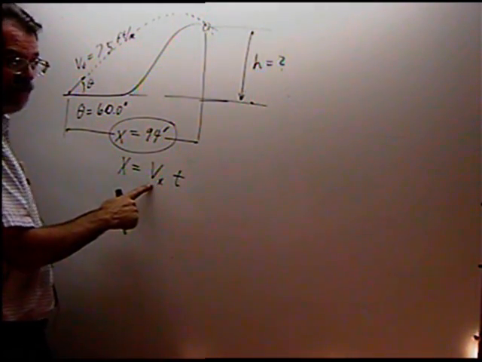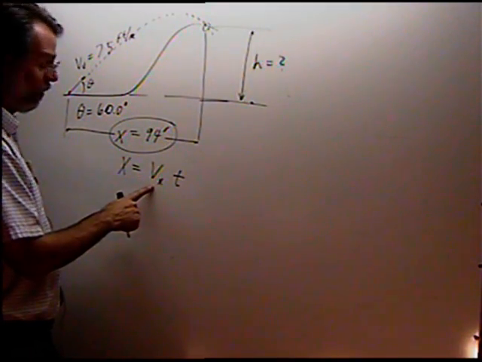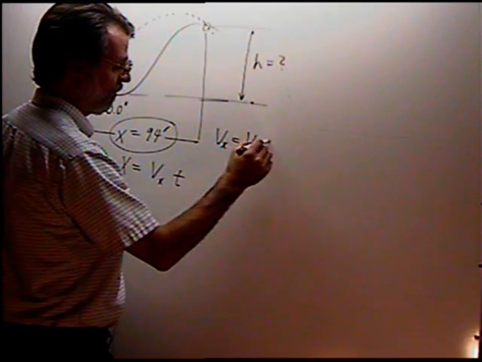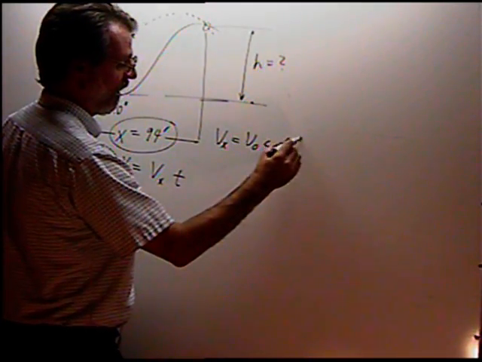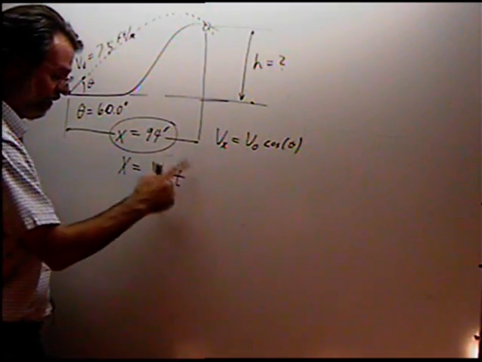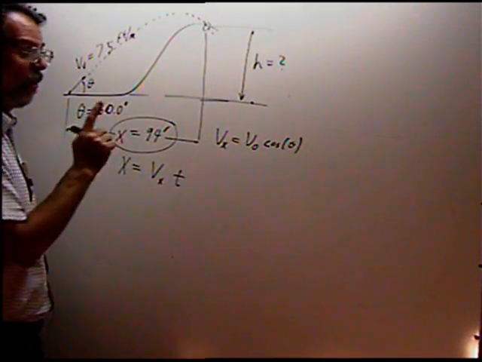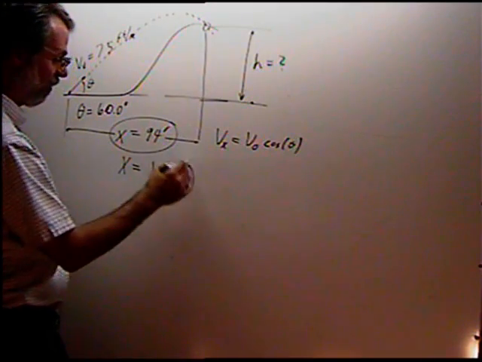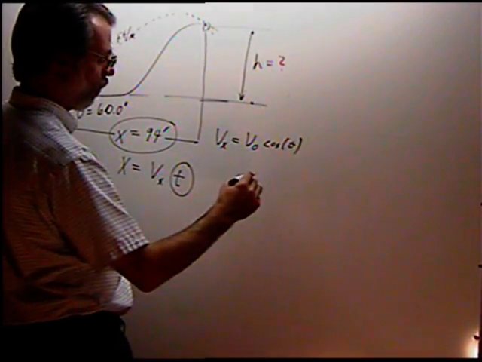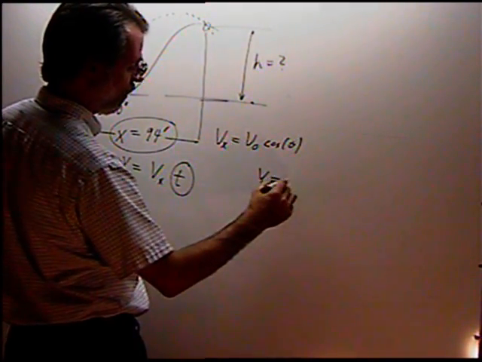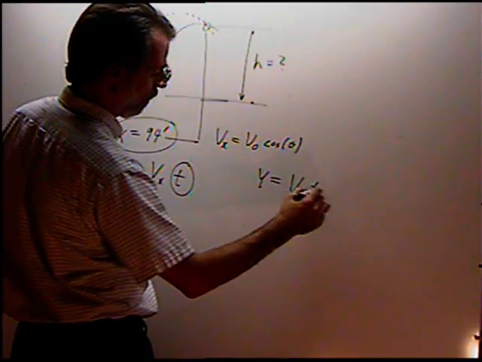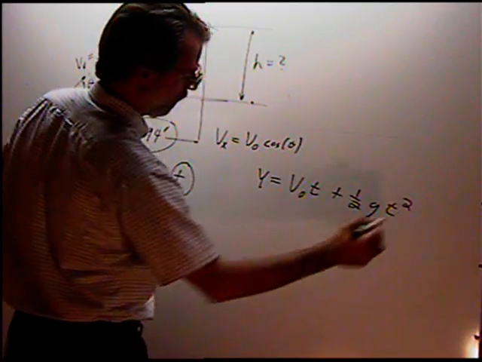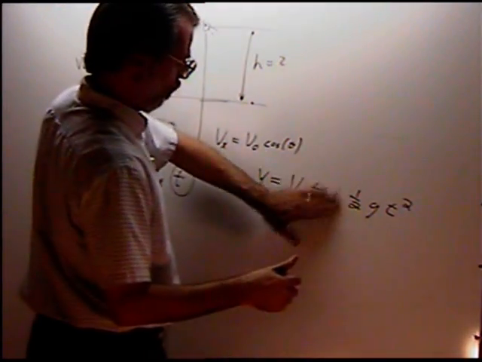We know what the horizontal velocity is, or we can calculate that. The horizontal velocity is simply the initial velocity times the cosine of the angle. We know we can get that, so therefore we can solve for the time. Once we solve for the time, then we can use in the y dimension the equation, well, this should be a minus.